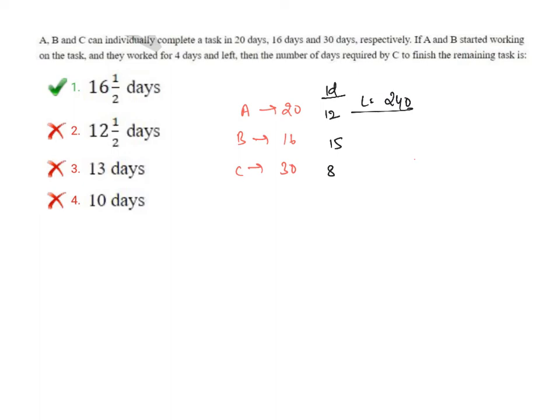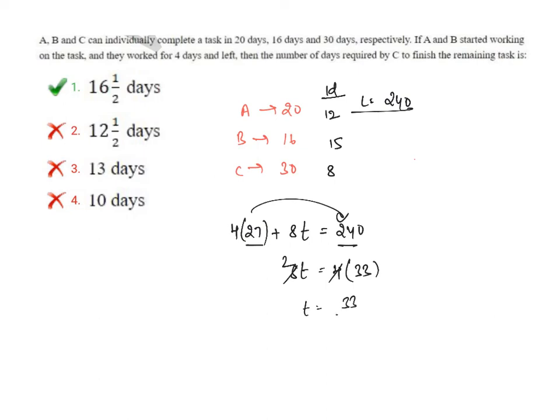Now A and B started working on a task and they worked for 4 days. So 4 days A and B, that is 4 into 27. Now C only works. Let it take T days in order to complete 240. If I take 4 common from this, 8T is equal to, if I take 4 common, 60 minus 27, 33. Therefore T is equal to 33 by 2 days. That is 16 1 by 2 days.